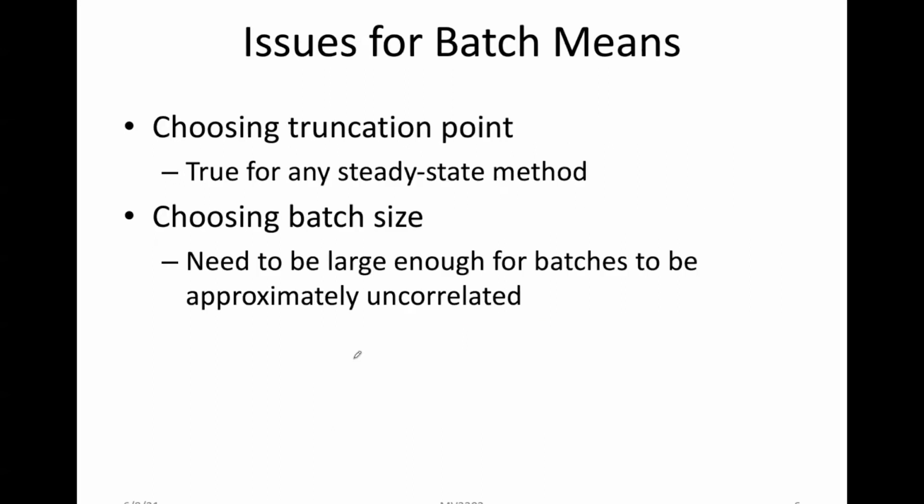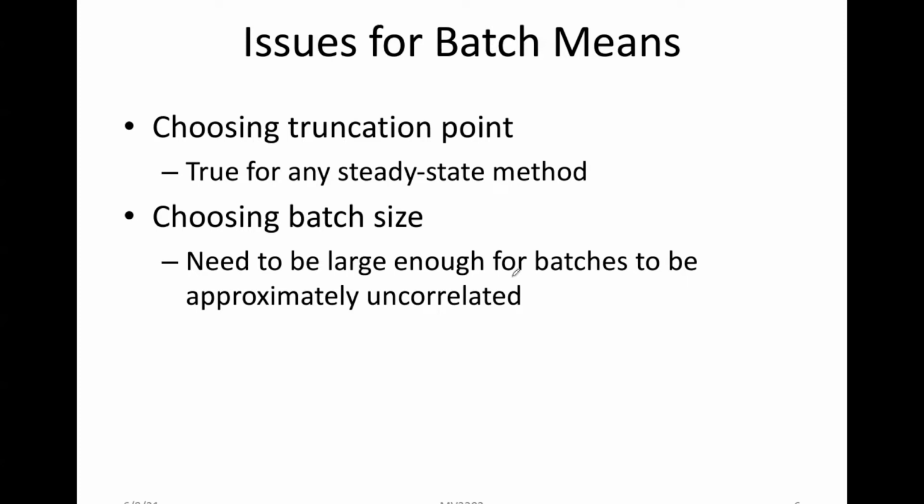Okay, so basically now we have several issues. Well, first, choosing a truncation point. If we're doing steady state analysis, choosing the truncation point is always going to be an issue, because regardless of how you squirm, the initial bias is always going to be there. And then the second issue is we need to choose our batch size. So again, the batch size needs to be large enough for the batches to be approximately uncorrelated. That's something that you can actually play with.